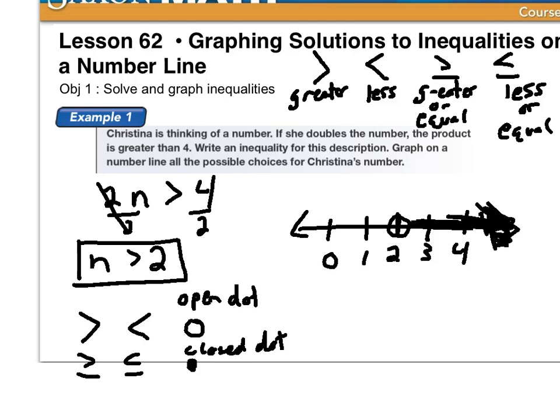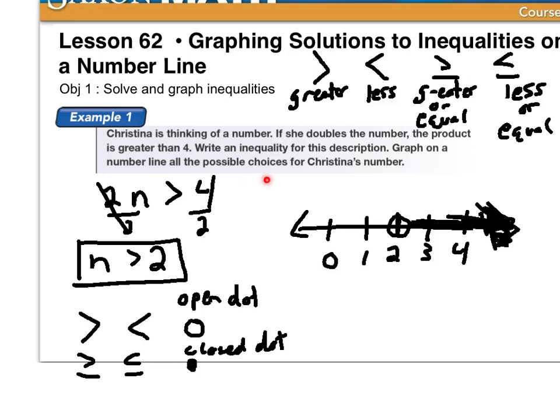Okay? So what this means is all numbers over here that are shaded are solutions. So 3 is greater than 2. 4 is greater than 2. 5, 6, and so on are greater than 2. So all these numbers work. And we have an open dot because 2 is not greater than 2. It doesn't work. So there's my inequality, and here's my graph for that inequality.